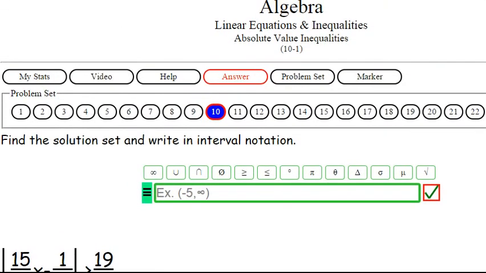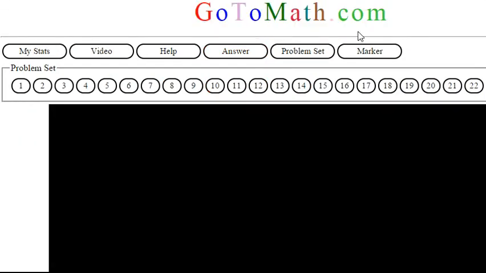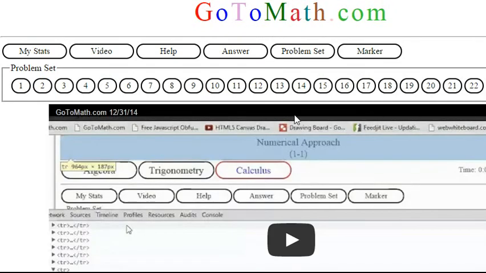Okay, so what are we doing? We're over here at gotomath.com doing some algebra, working some inequality, absolute value inequalities. That's what we're doing. Alright, see you later.